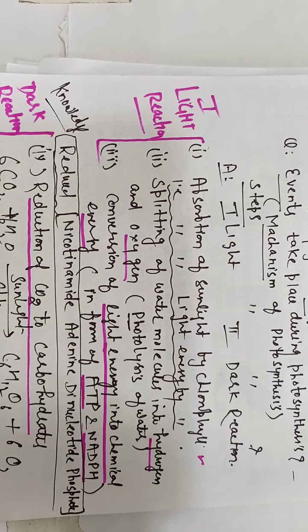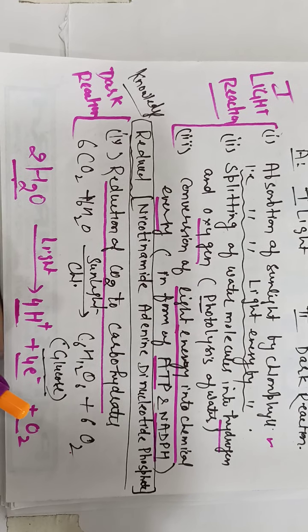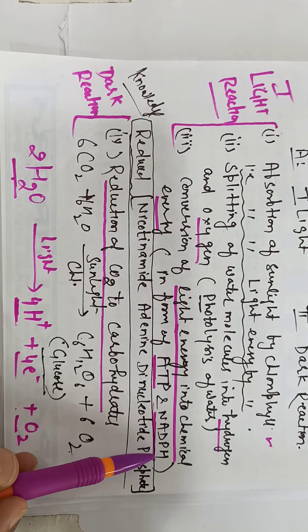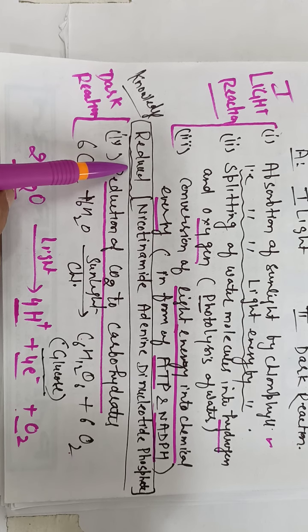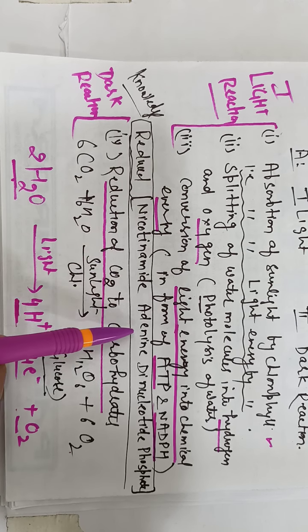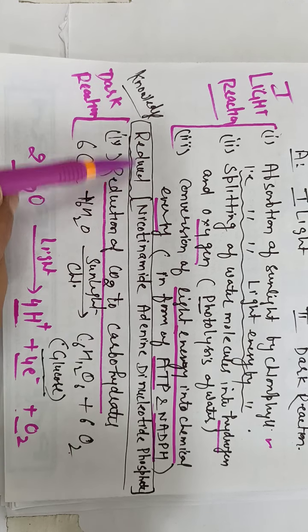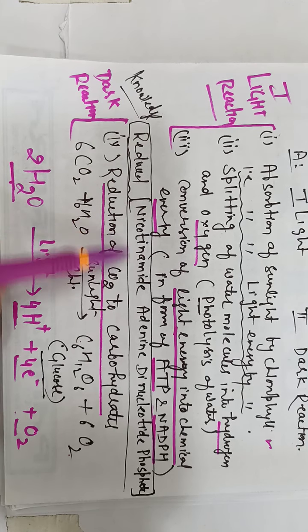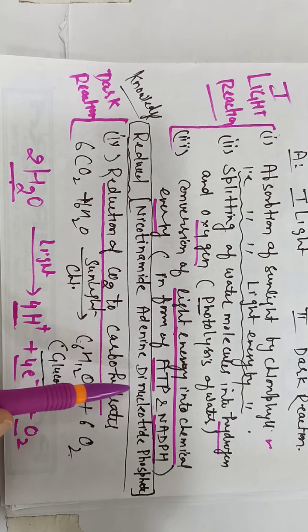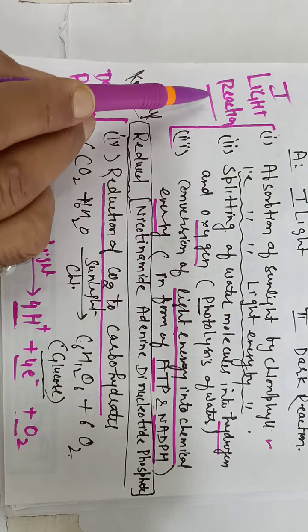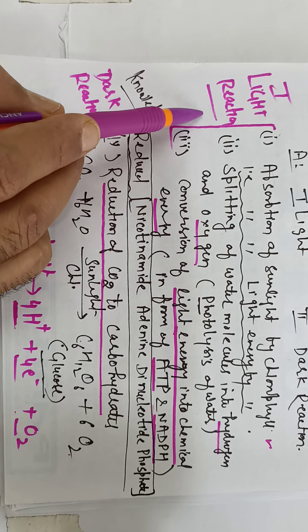In what form is this chemical energy made? It is made in the form of ATP, adenosine triphosphate, and in the form of NADPH. In NADPH, H means hydrogen is added. Addition of hydrogen is called reduction. Reduced nicotinamide adenine dinucleotide phosphate. This is just for the knowledge. It is not compulsory to learn the complete abbreviation. Now, all these steps occur in the presence of light, so it is called light reaction.